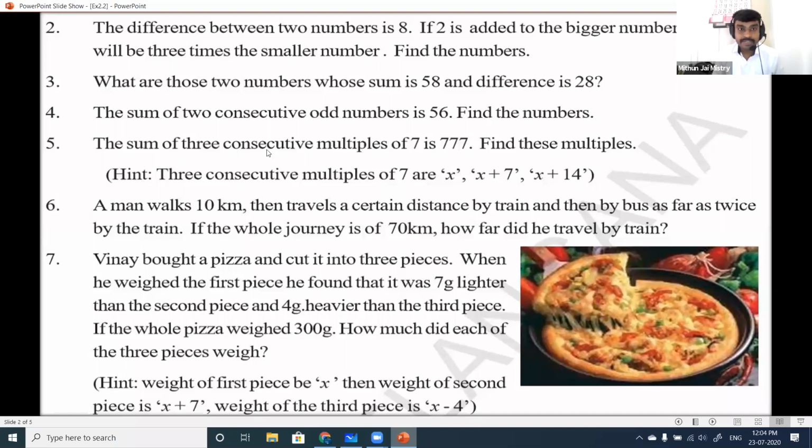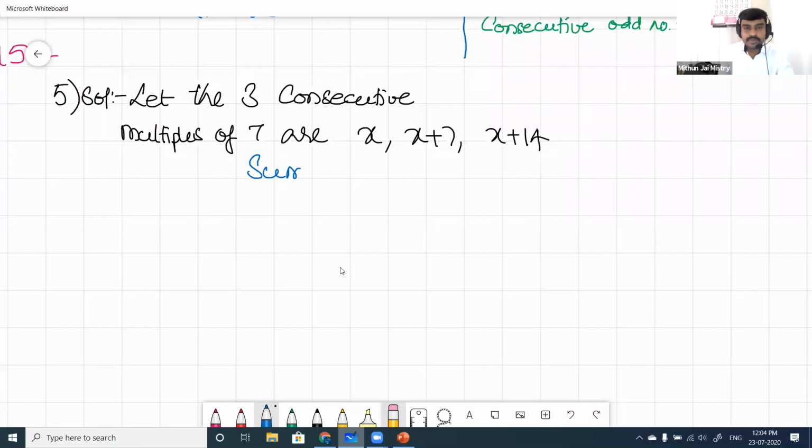The sum of 3 consecutive multiples of 7, we wrote that, is 777. So sum is what? Sum is 777. Same as the previous question, here also the sum is given. What is the sum? Sum is 777. Whose sum? Sum of these 3 consecutive multiples of 7, right?